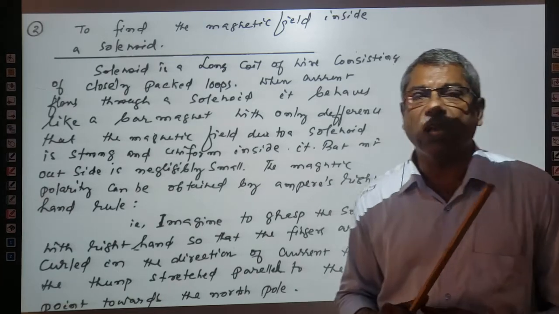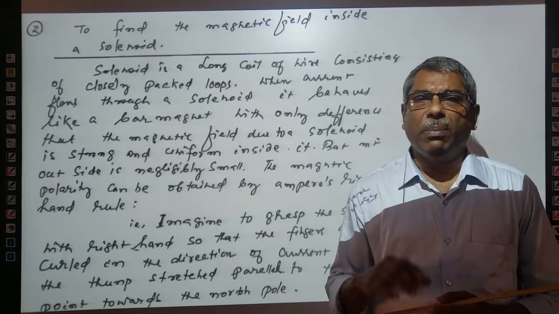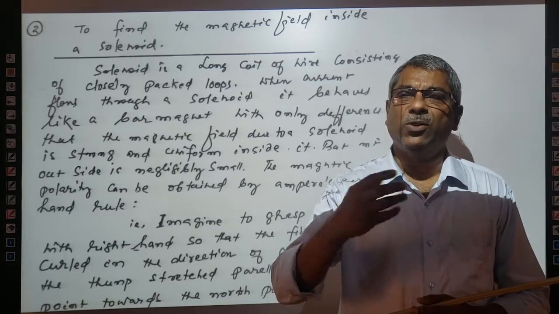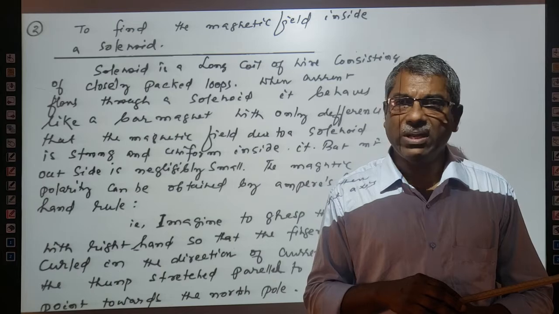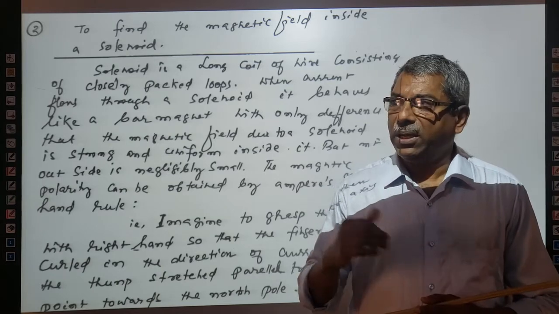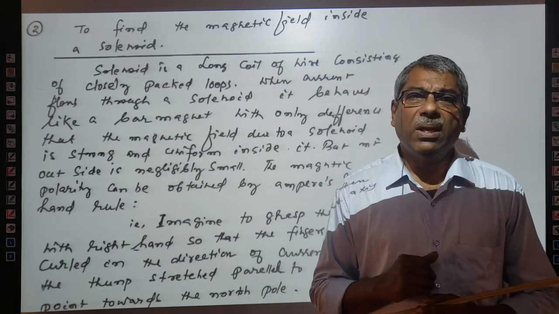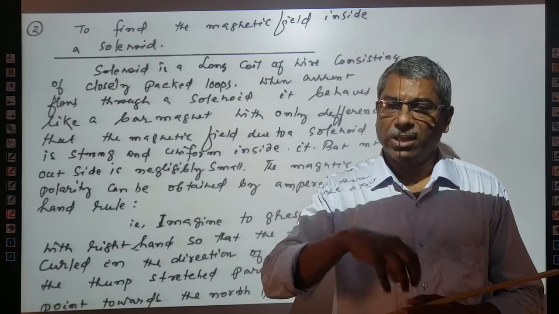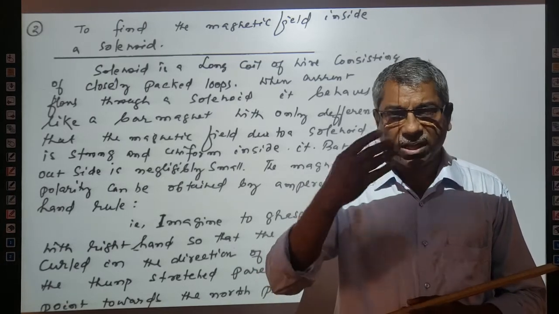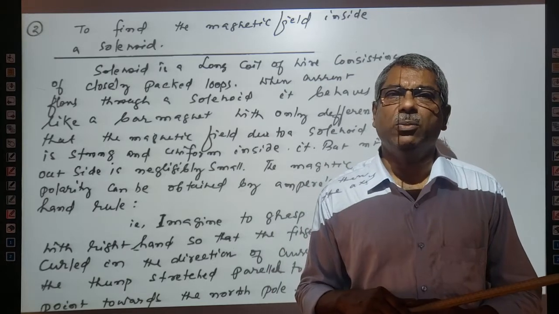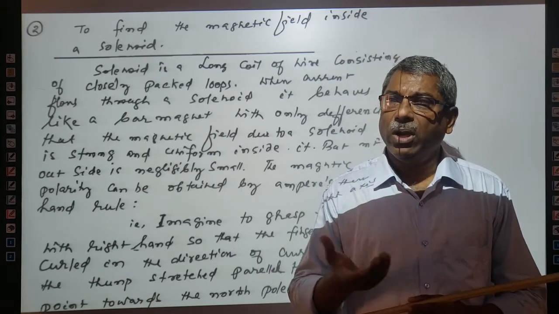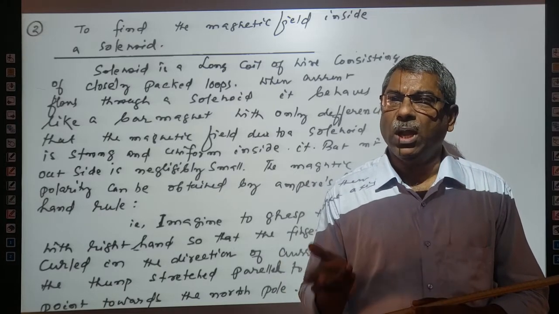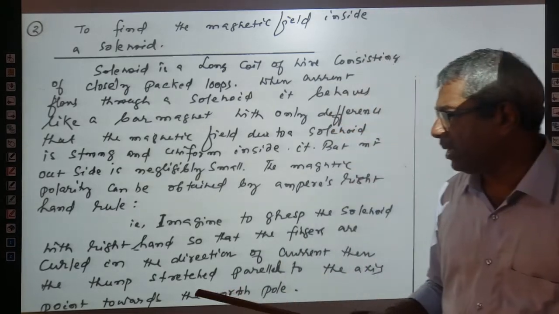But the only difference is that in a bar magnet, a magnetic field exists inside and outside both, right? But in the case of a solenoid, the magnetic field exists only inside. The magnetic field is existing outside also, but that is negligibly small. A solenoid also has two poles, one is the north pole and the other is the south pole.